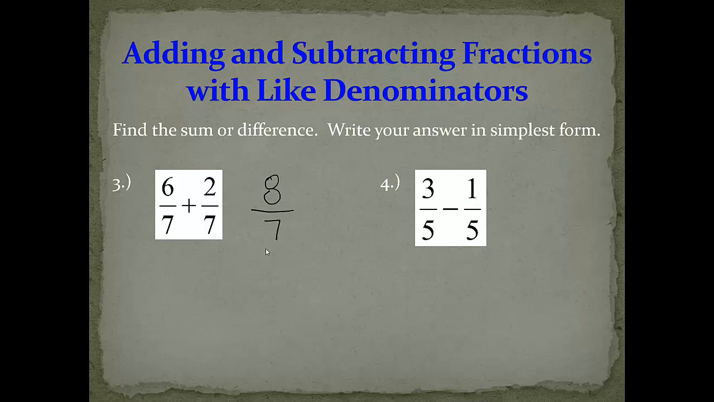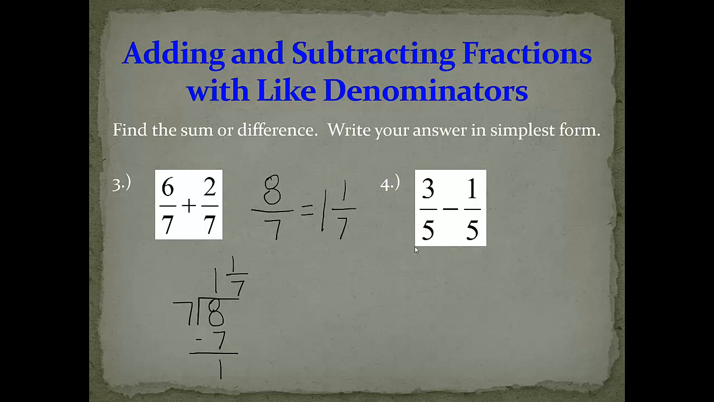8/7 is an improper fraction. We need to make this into a mixed number. In order to do that, we need to divide. 8 divided by 7. 7 goes into 8 one time. 1 times 7 is 7. And when we subtract, we're left with 1. So our whole number is the 1 at the top. Our numerator is our remainder, which was the 1 at the bottom. And our denominator is what we divided by, which is the same denominator that's in the problem, or 7. So 8/7 would be equal to 1 1/7.